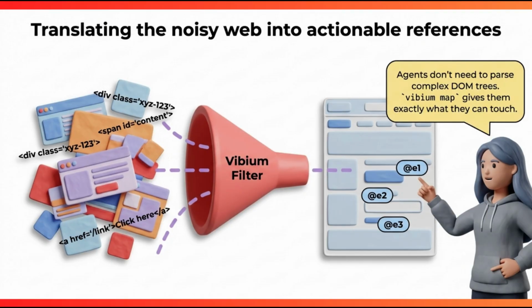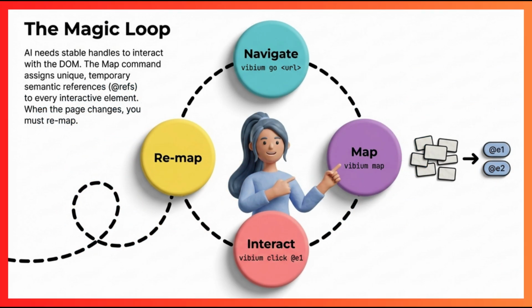Vibium scans the page and labels every single interactive element, with things like @e1 or @e2. Third, you use those labels to interact. And finally, and this is so key, you remap after the page changes to get a fresh set of labels. So it's navigate, map, interact, remap.